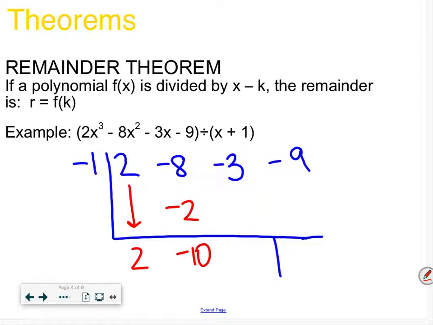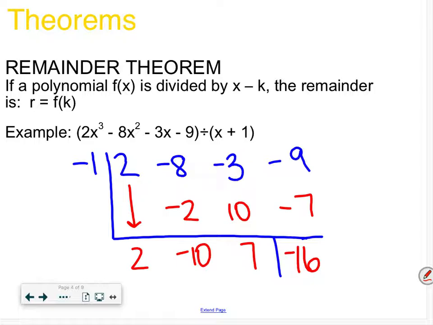Multiply negative 10 by negative 1. Add to get 7. Multiply 7 times negative 1 to get negative 7. Add to get negative 16. I put a little bar right there so I can identify that the remainder is negative 16.